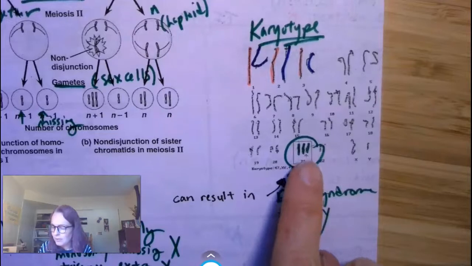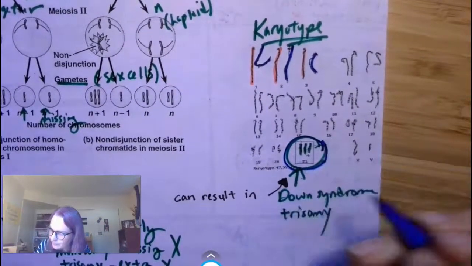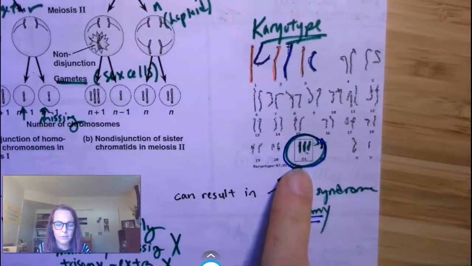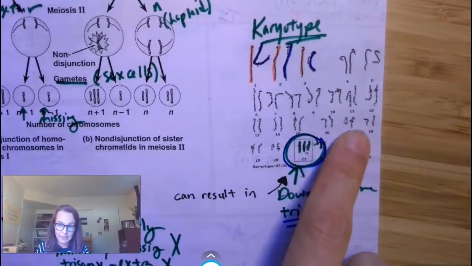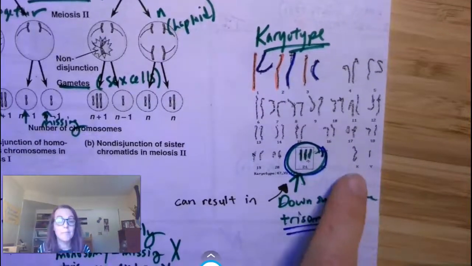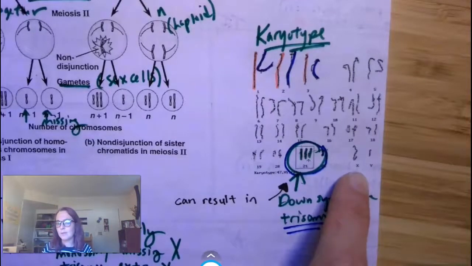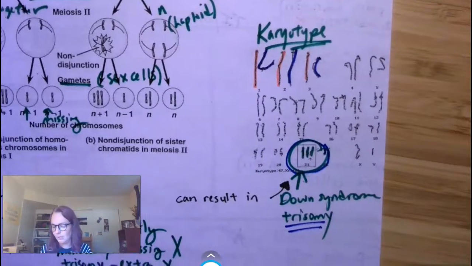Karyotypes are useful for detecting genetic disorders because if you have an extra chromosome, called a trisomy, you might have something like Down syndrome if it's chromosome 21. If you have an extra chromosome 18, that's called Edwards syndrome. If you're missing a sex chromosome, that's a monosomy. That is an example of Turner syndrome. So non-disjunction in meiosis, if the chromosomes don't separate correctly, you can have a genetic disorder occur.